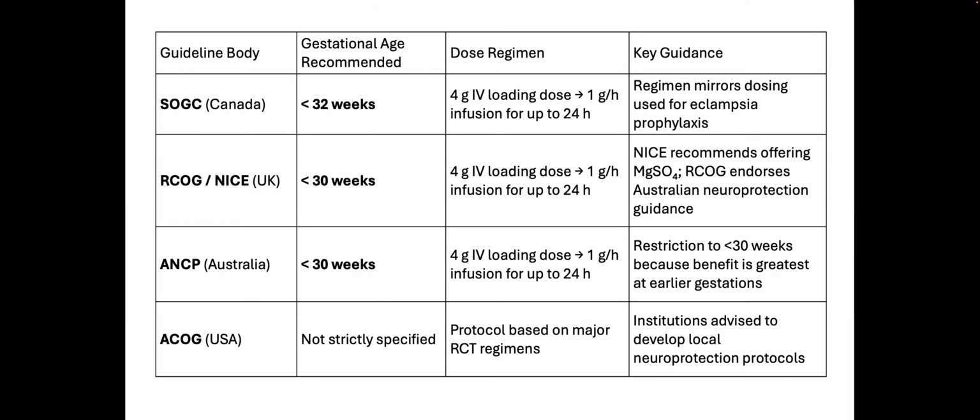So based on this, you have the different guidelines by different bodies, like you can see the SOGC, Canada, the RCOG, UK, ANCP, Australia, ACOG, USA, and most of them recommend that the gestational age below which the magnesium sulfate should be given is less than 32 weeks. And that is what we follow in India also. The dosing regime is a 4 gram IV loading dose, followed by a 1 gram per hour infusion up to 24 hours. And you can see the key findings are all the same, that there is a reduction in the neurodevelopmental delay or the occurrence of CP when this particular protocol is followed.